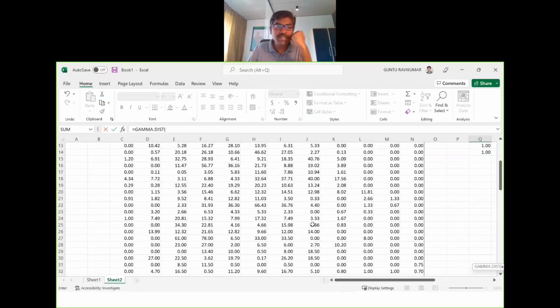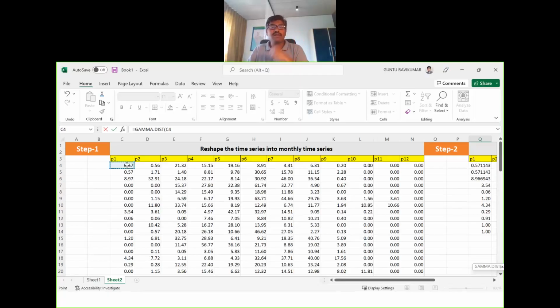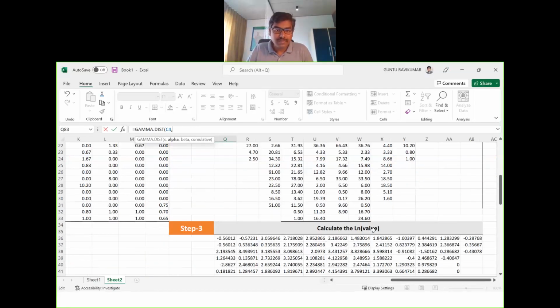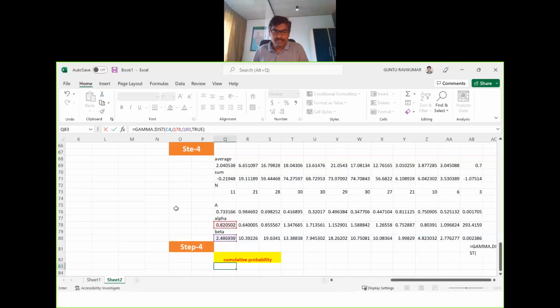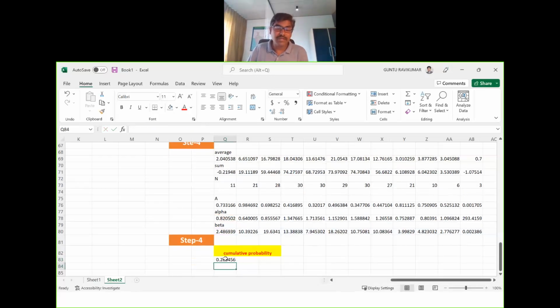So here is our precipitation observation, comma, we need to provide the alpha value. So alpha, comma, beta. Here you can see it gives us a hint. Beta, comma, TRUE. TRUE means cumulative distribution function, FALSE means probability mass function. We need the cumulative distribution function, so TRUE. And then close the bracket. So this is the cumulative probability of the first observation.